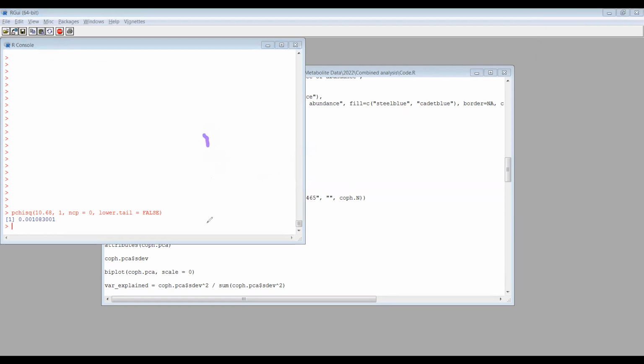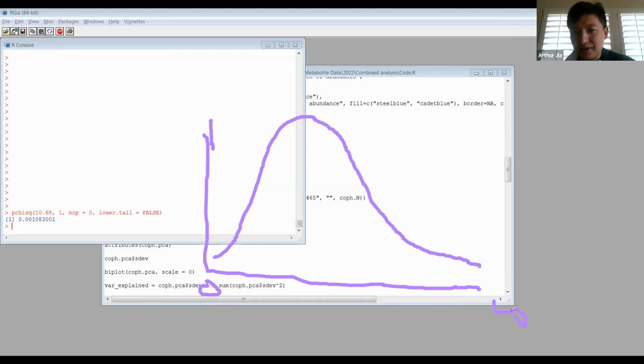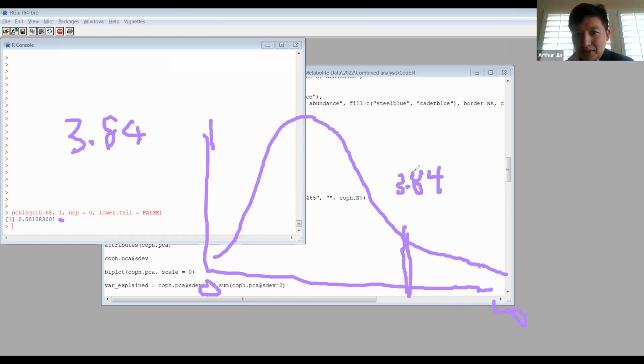Okay. So this is the chi-square, right? Something like this. And this is 0, and this is infinity. So we know if the degree of freedom equals 1, the critical value, I believe, is something like 3.84, right? So which means like here, this is 3.84.